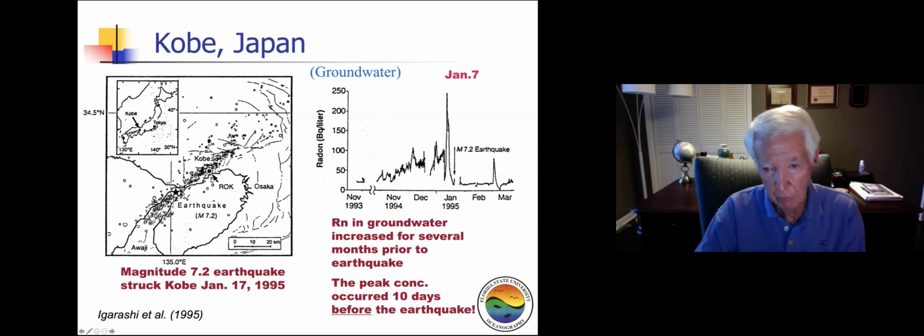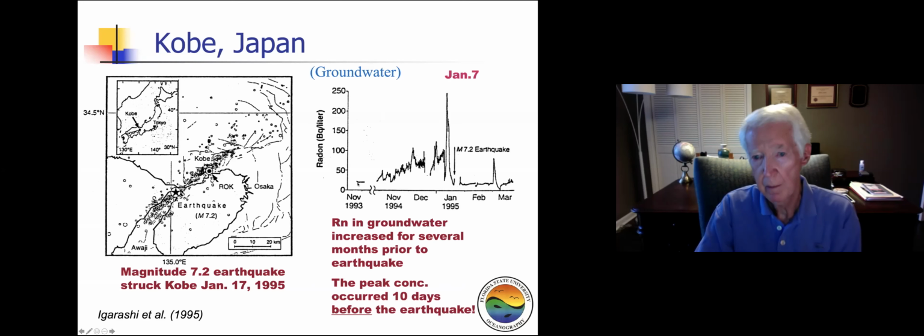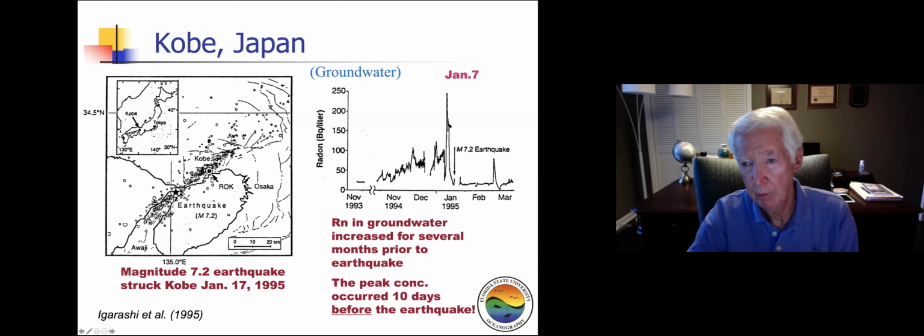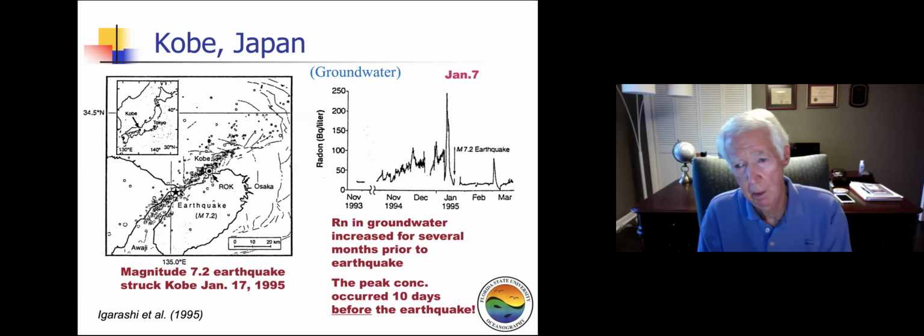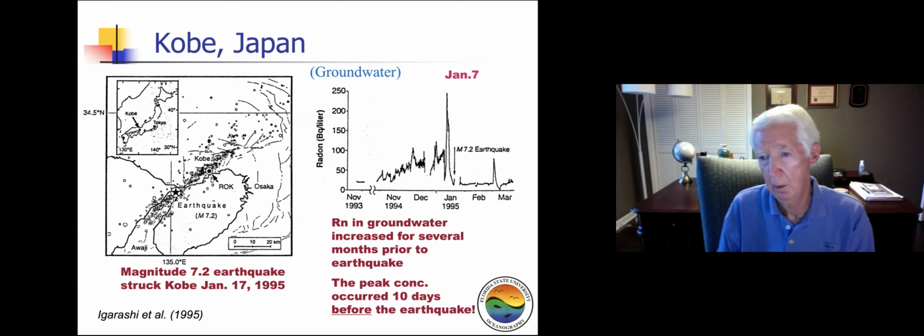They started in November 93, but then they had a down period, and they started up again in 94. And you can see the radon creeps up. And then 10 days before the earthquake, you got the strong peak, and then it came down again. Then they had a 7.2 earthquake, which was a devastating earthquake.